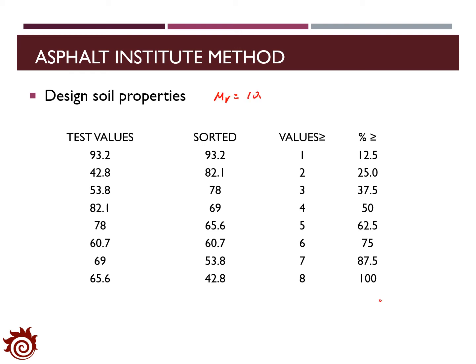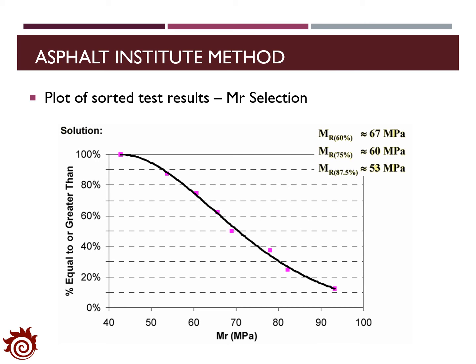We also conducted the CBR test at 8 different sections in the pavement, and used the equation MR equal to 10.342 times CBR to estimate the value of the resilient modulus. And the result is shown in the first column here. With this information, we want to find out the 60, 75, and 87.5 percentiles of the resilient modulus. To do that, we first need to sort the test values from high to low, and then identify the percentage for each value, which is shown in the fourth column in this page. With that, we can plot the sorted test resilient modulus and find out the 3 different percentiles.